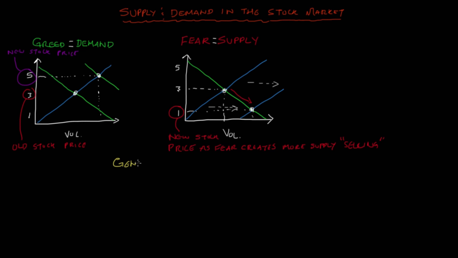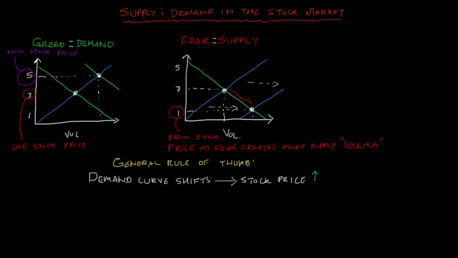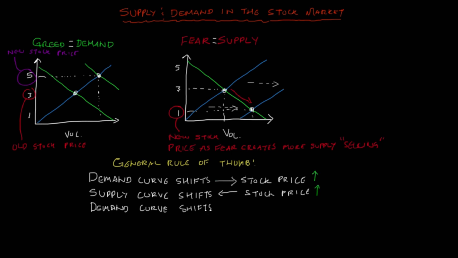So the general rule of thumb is that when the demand curve is shifted to the right, the stock price starts to rise. Or when the supply curve shifts to the left, the price of the stock will rise. And when the demand curve is shifted to the left, the price of the stock falls.